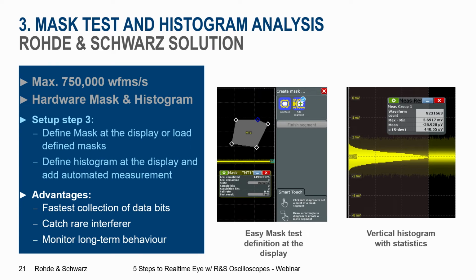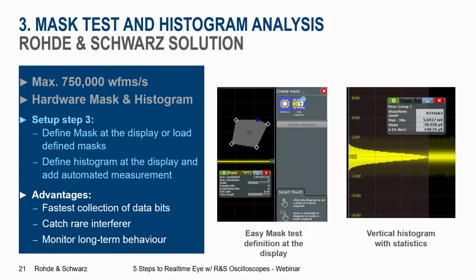So what are the key steps in order to do this analysis? And first of all, you need to define the masks. You see this in the middle here. We have some possibility to create a mask directly at the screen. So you just say, create a mask, and you tap to the area of interest. You can define dots there, and then this is combining to a mask.